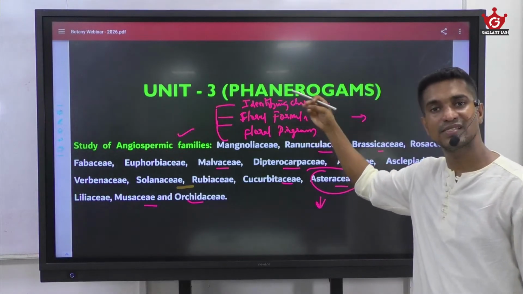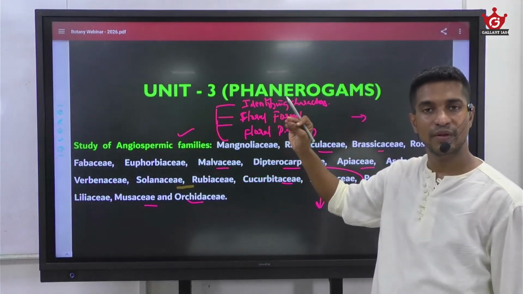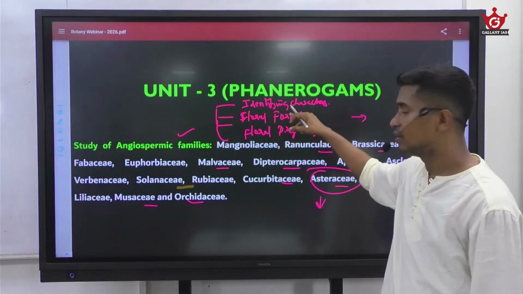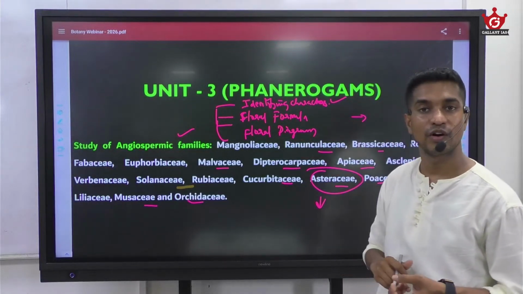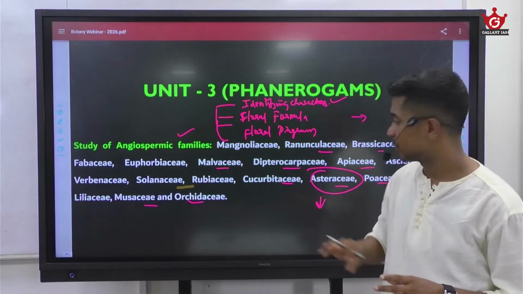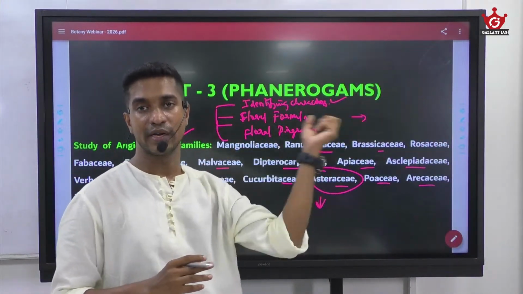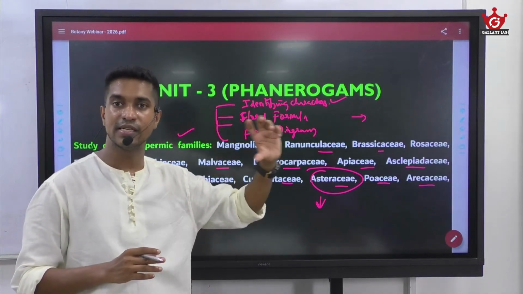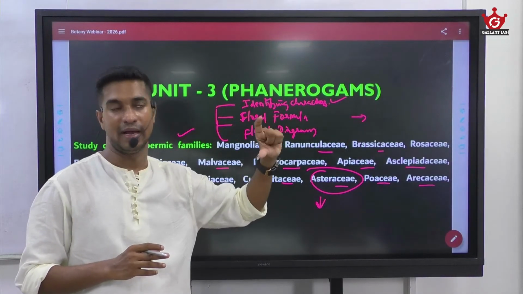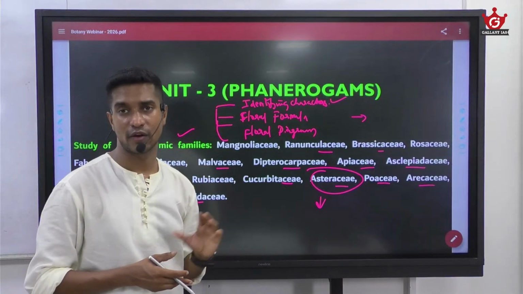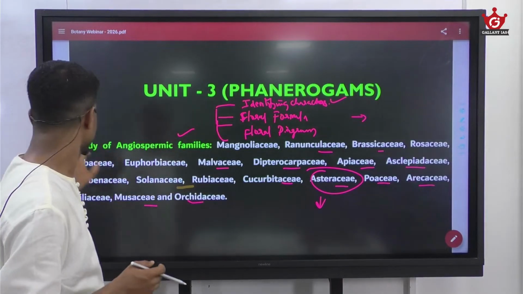No need to discuss much detail on the anatomical or morphological features of these families. While analyzing the previous questions, you get an idea that most of the questions are asked with regard to the identifying characters of the family, their floral formula and floral diagram. So no need to go deep into the angiospermic families; just go through the families mentioned, their identifying characters and their floral formula and floral diagram, which is more than enough for the study of angiospermic families.